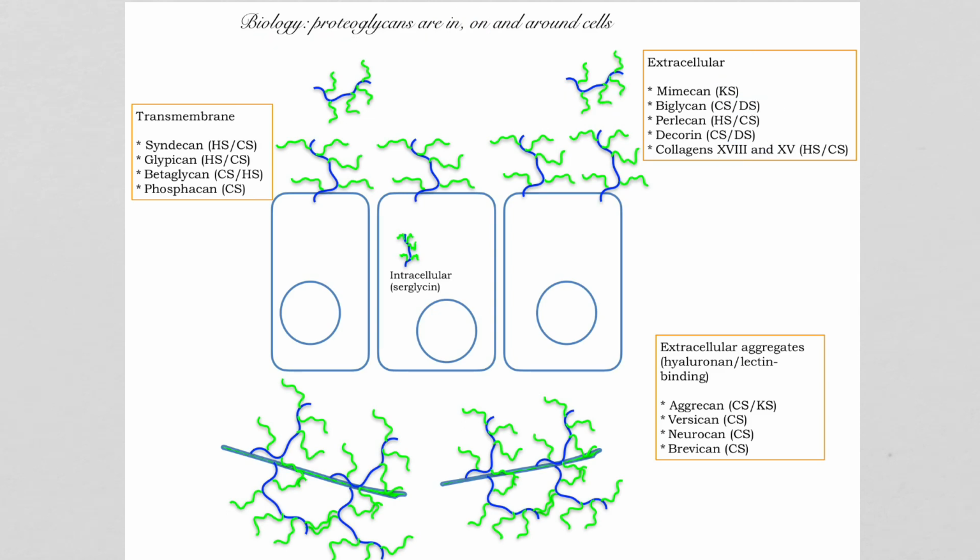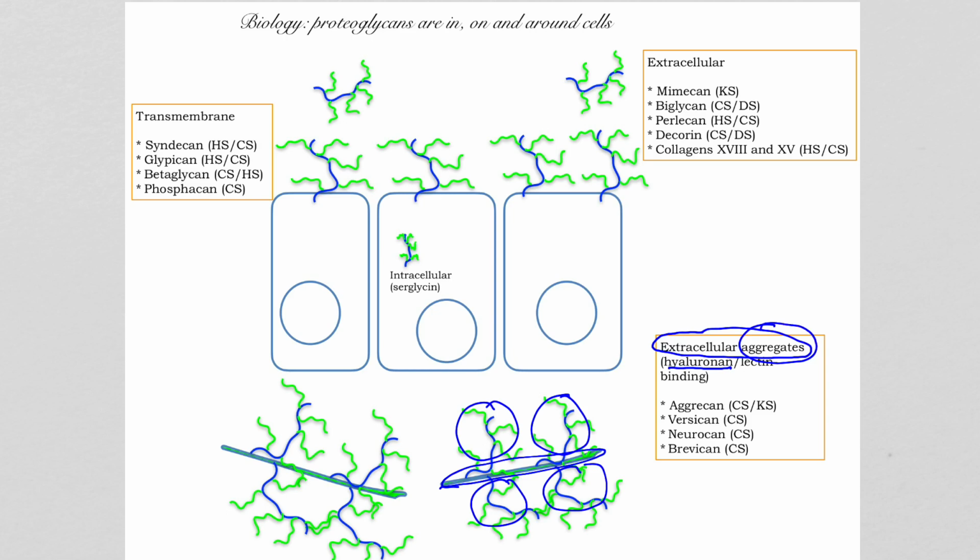Some of these proteoglycans exist as much larger structures, aggregates, because they can bind hyaluronan, or they can bind lectins, which are proteins. So here is a hyaluronan which is attached to many proteoglycans. These are also extracellular, so we'll just call them extracellular aggregates. They're basically aggregates of these coming together and joining together to form very, very large structures. They're extracellular too, mostly seen in the connective tissue.